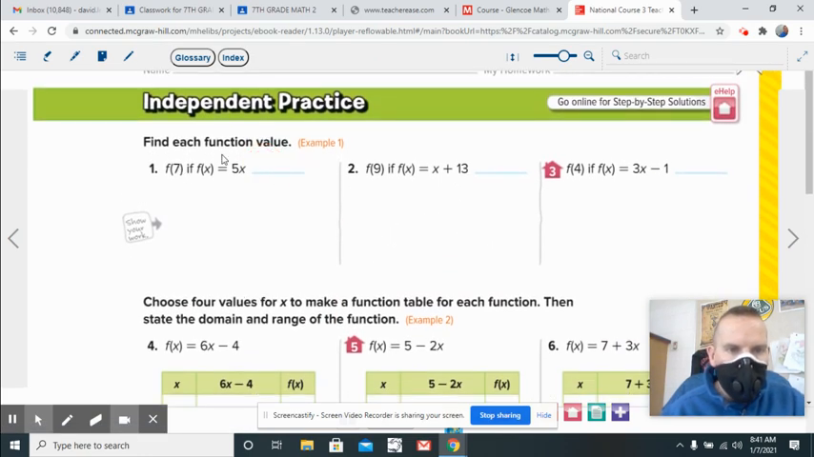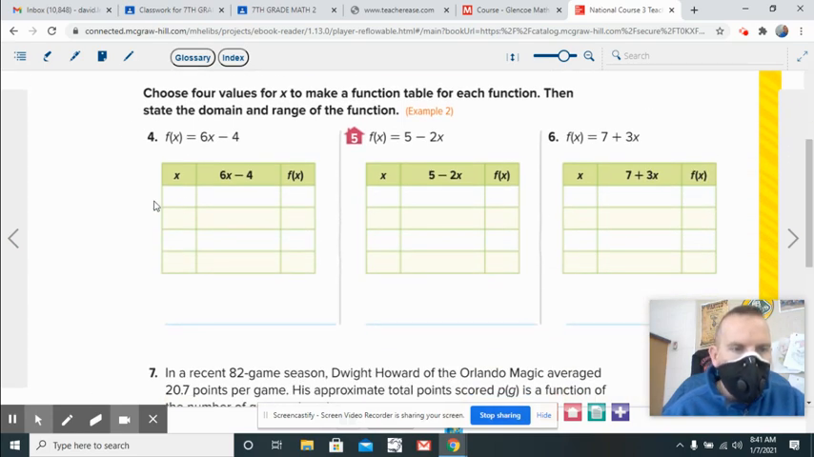Again, on here, you do 7 times 5, 35. 9 plus 13, your answer. 3 times 4 minus 1, your answer. On here, you get to pick any numbers you would like. Do like 0, 1, 2, 3, and then put in this spot 6 times 0 minus 4, and then your answer. 6 times 1 minus 4, and then your answer. Notice again, you get to pick any of these values.